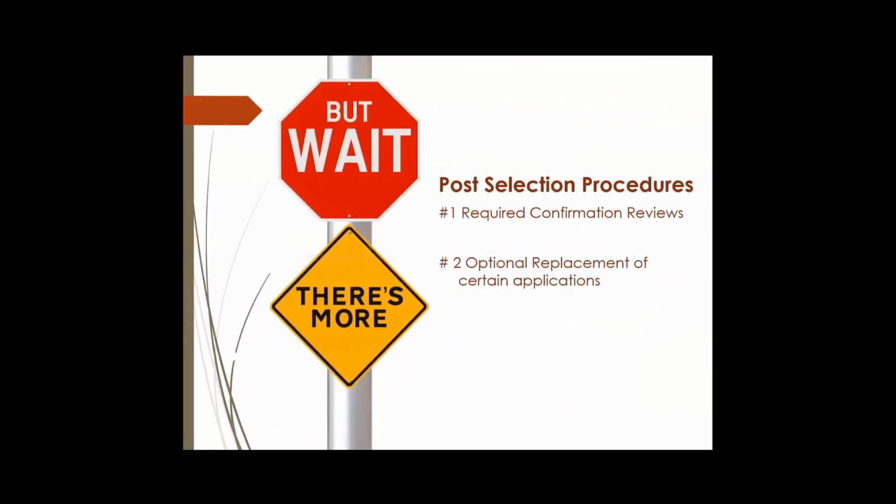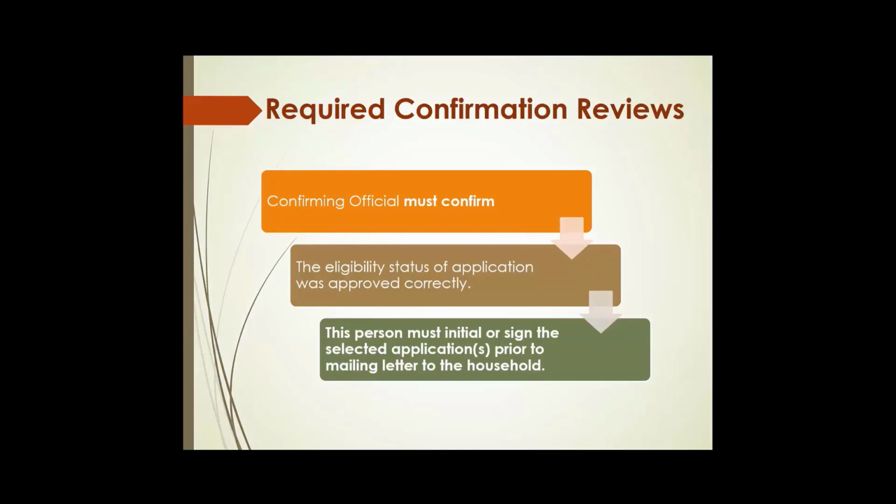All right, before we proceed with verifying the sample size, we have 2 things that we must do before we send a selection letter to the household. We want to make sure we've done our required confirmation reviews. In North Carolina, that's a requirement. There is not a waiver to not do the confirmation reviews. And the second thing is you have an option to replace a certain number of applications, and that's up to 5% if the situation warrants you to do so. And I'll give you an example of that shortly.